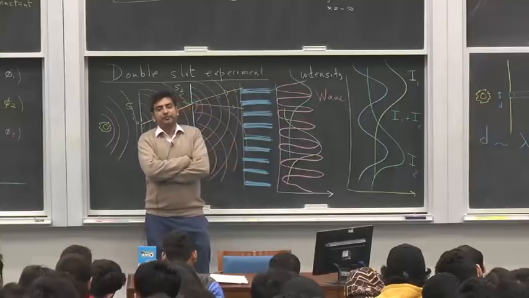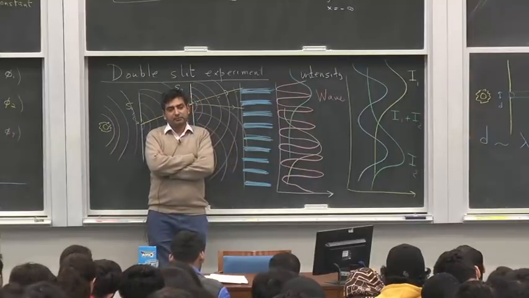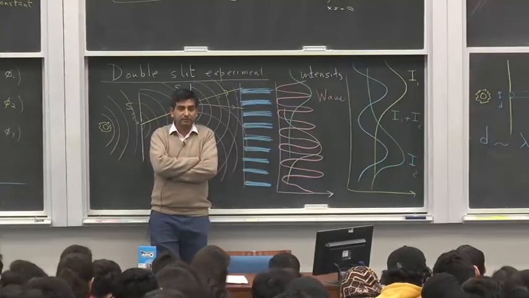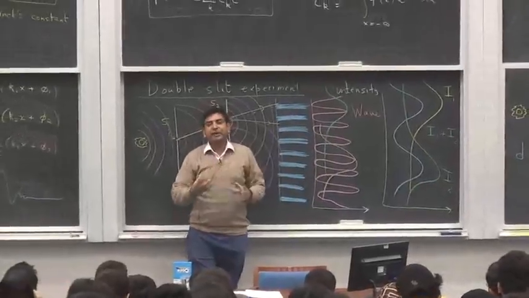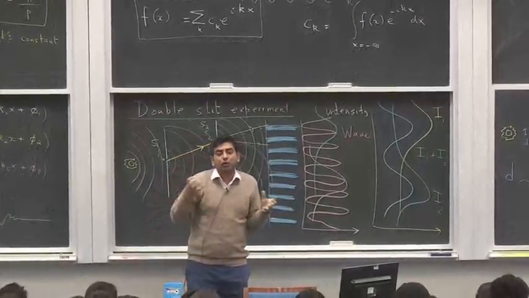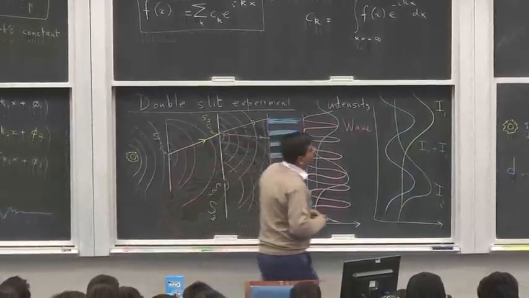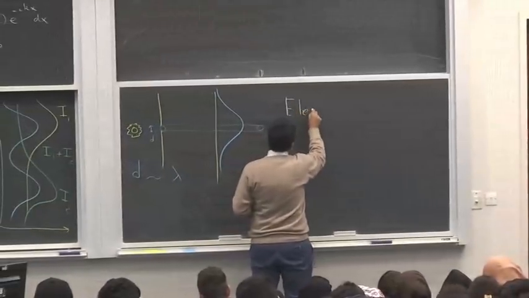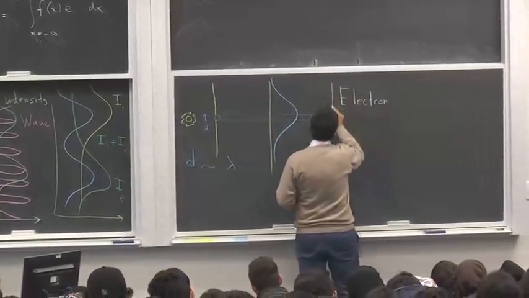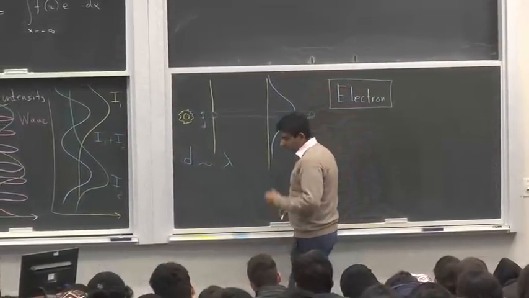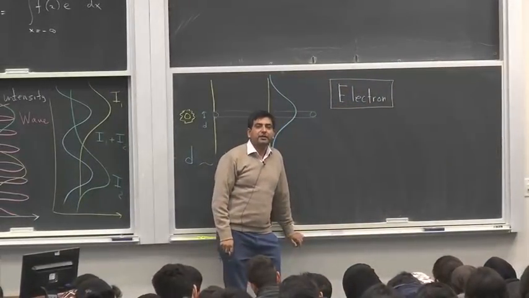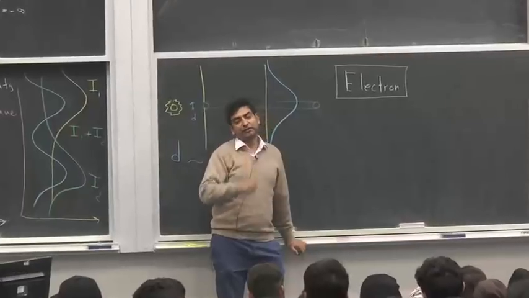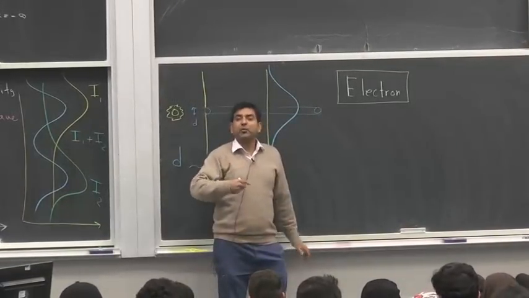Now what we would like to do is enter the quantum realm. In the quantum realm, we would like to focus our attention on one so-called particle, which is called the electron. Alright? We would like to perform this experiment not with light, but with electrons. And we would like to see what electrons are.